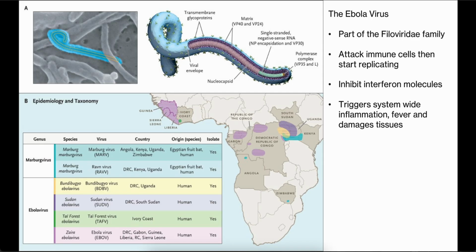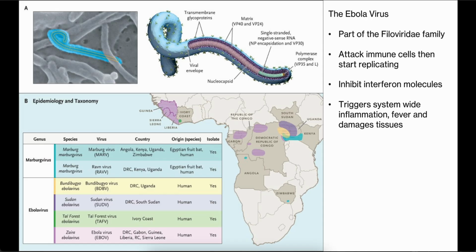The Ebola virus falls under the Filoviridae family. And in panel B, it'll show the genus of the Filoviridae family and the different species of Ebola. Currently, this presentation is focusing on the last one, the most well-known one, the Zaire Ebola virus.